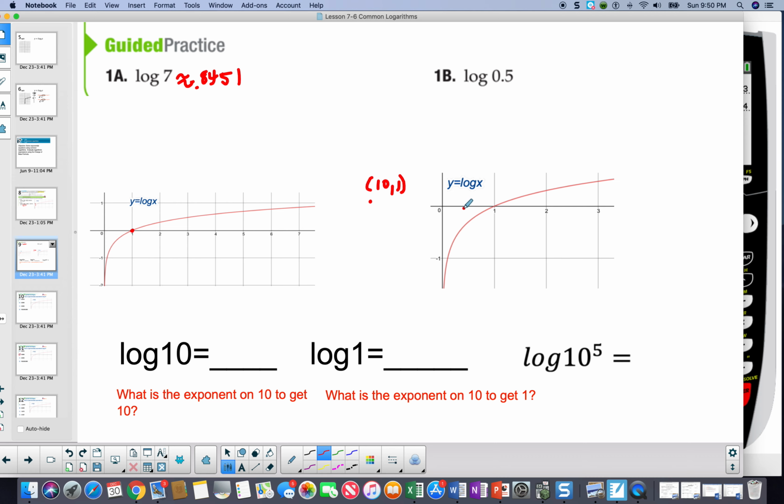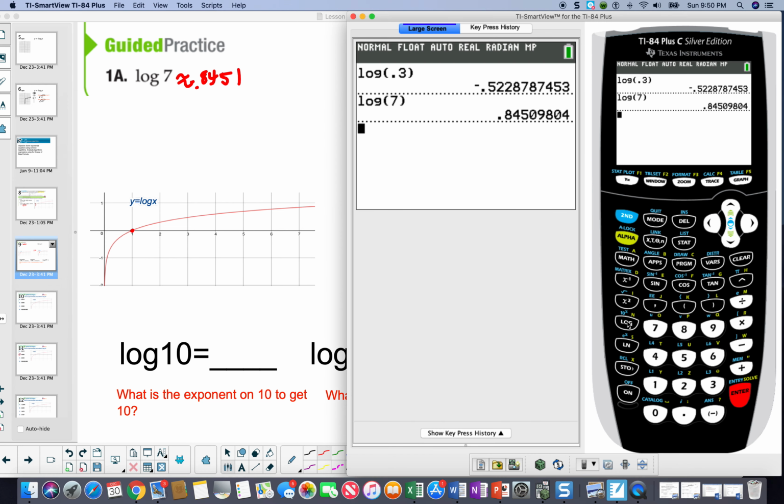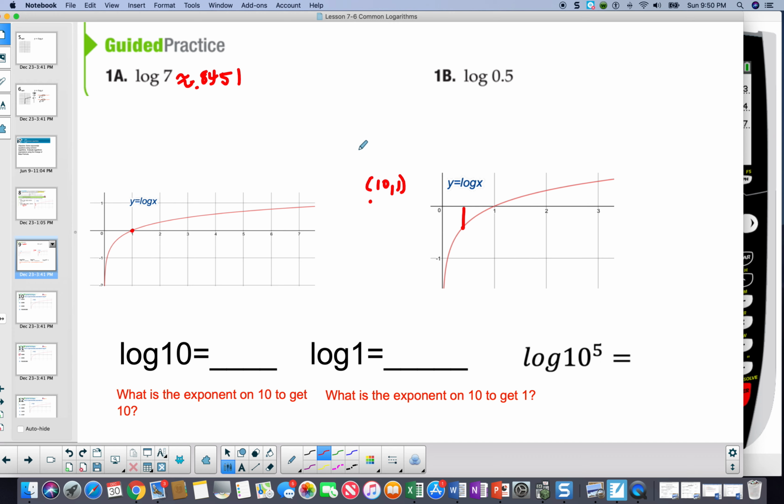Now 0.5 is right here, so I can see my answer is going to be a negative number. Let's go ahead and press log 0.5, and then press enter, and it's negative 0.3010. We can see it's a negative value.